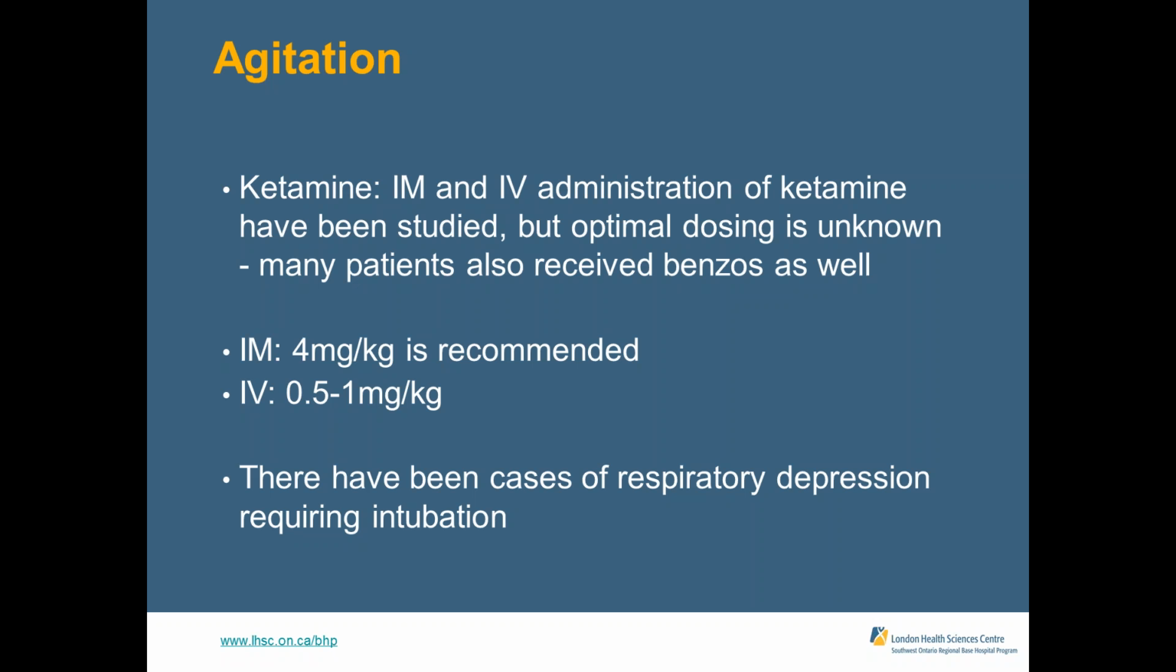So they have thought that the intramuscular dosing of ketamine should be 4 milligrams per kilogram, and then IV a bit less at 0.5 to 1 milligrams per kilogram. But again, this might have to be adjusted depending on the patient, depending on what other medications they might have had. There have been some cases of respiratory depression requiring intubation in these patients, but whether that's from the ketamine or from other medications they might have been given, that's not yet known.